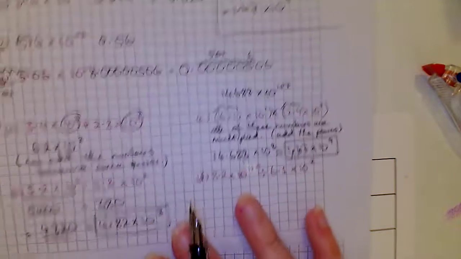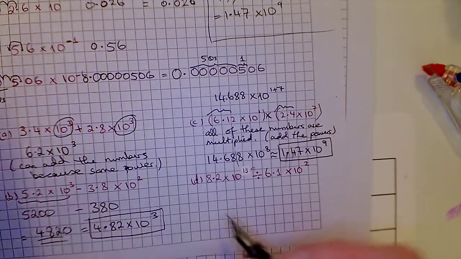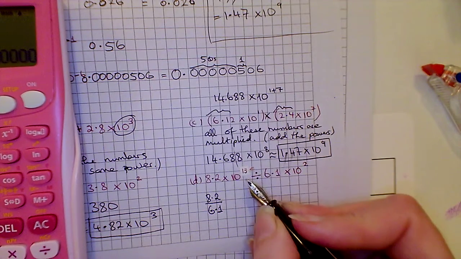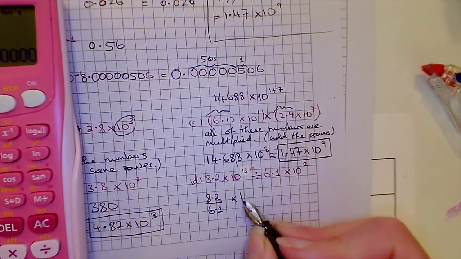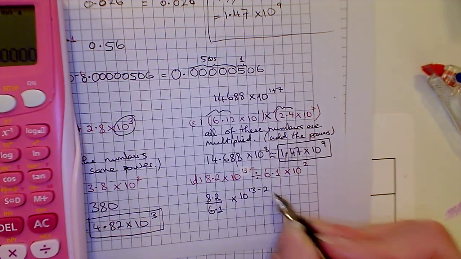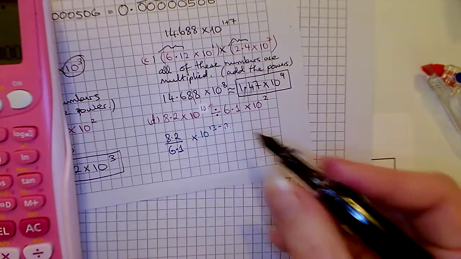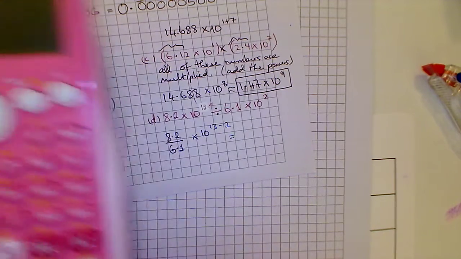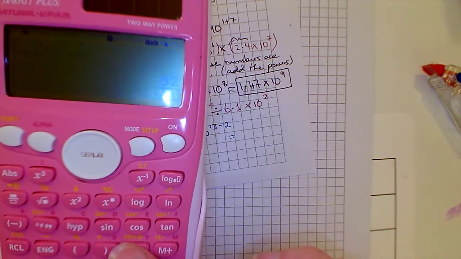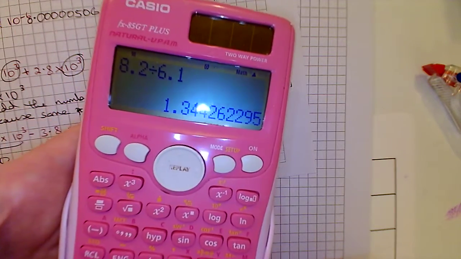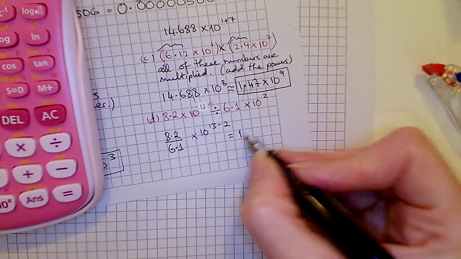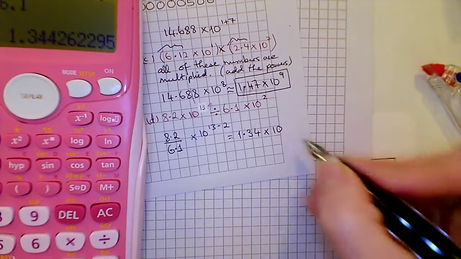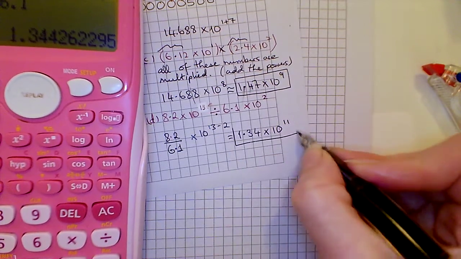Right, the final one then, dividing. So I can just divide the numbers. That will be 8.2 divided by 6.1. And I must subtract the powers. 10 to the power of 13 minus 2. So that's how we'll do this one. And that's going to give us 8.2 divided by 6.1 gives us 1.34. We'll just go to 2 decimal places. 1.34 by 10 to the power of 13 minus 2, 11. 10 to the power of 11.